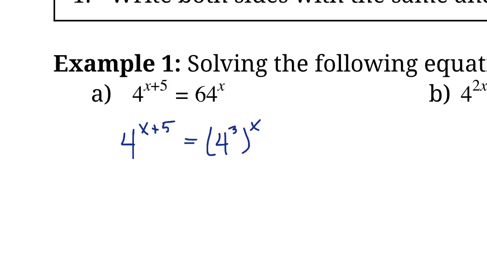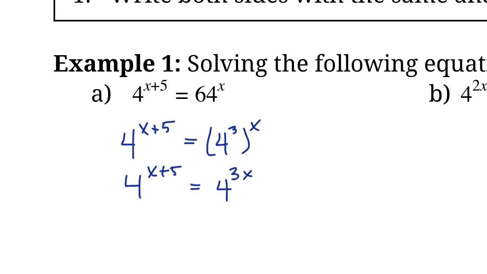Now we can simplify that right-hand side a little bit. x plus 5 equals, when we have an exponent to an exponent, like 3 to the power of x here, inside the bracket and outside the bracket, remember we can just multiply those exponents. That's one of our exponent rules. So this is going to equal 3x.